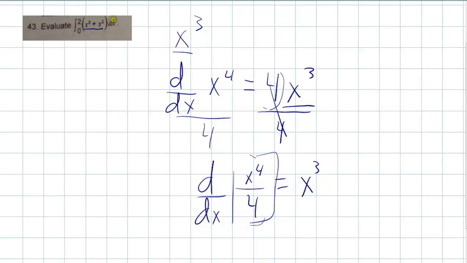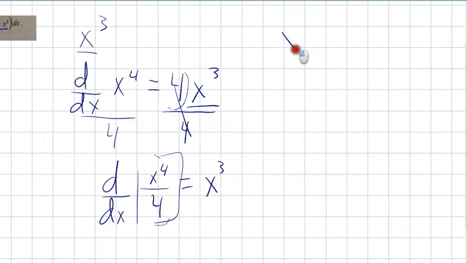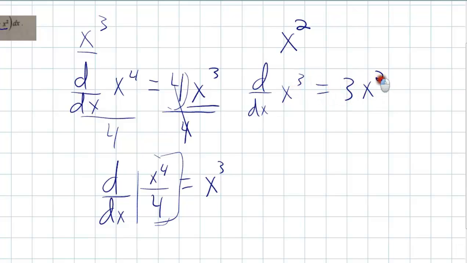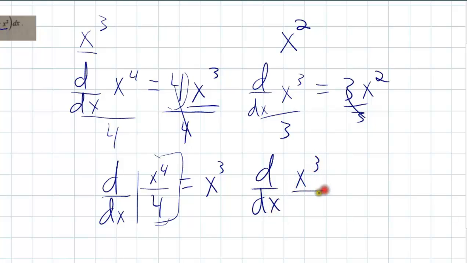And let's do the same thing for x squared. So again, I'm going to say d dx. And so I know that if I take x cubed, I'll get 3x squared. And so again, I'm pretty close, but I have to divide by 3 on both sides. And then I have d over dx of x cubed over 3 is equal to x squared. And so again, I have what I wanted to know, which is the antiderivative of this.